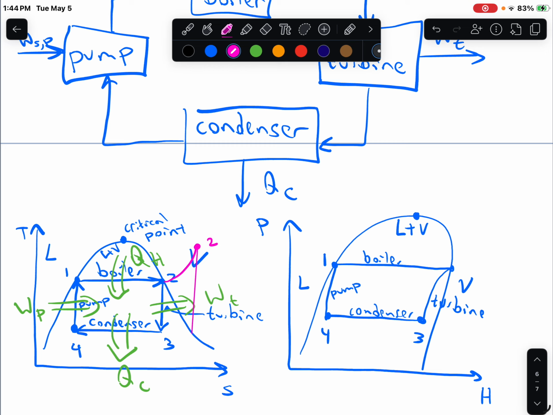So isentropic, there. Okay, well now I think I need to redraw point 2 as well. So let's draw this and then go straight up and connect. That's our point 2 now.